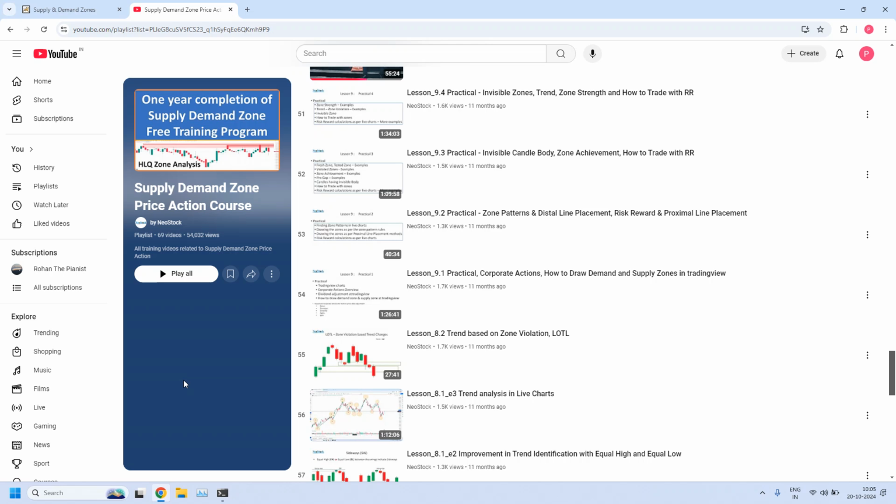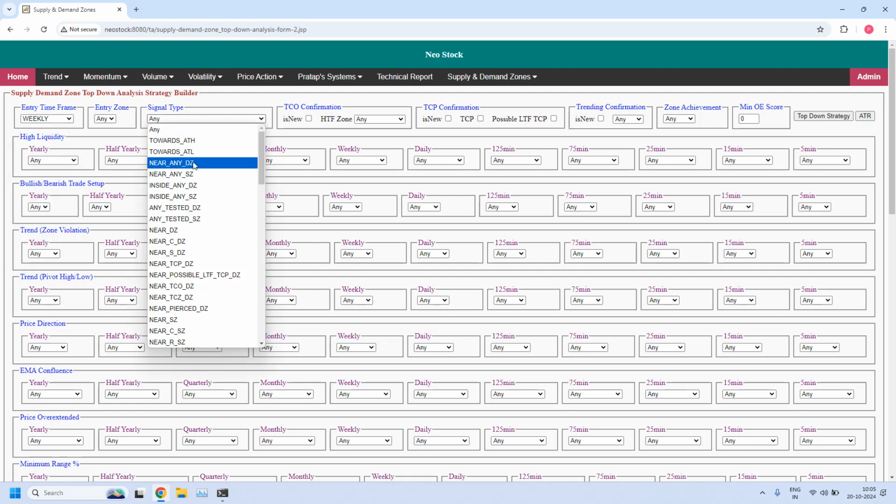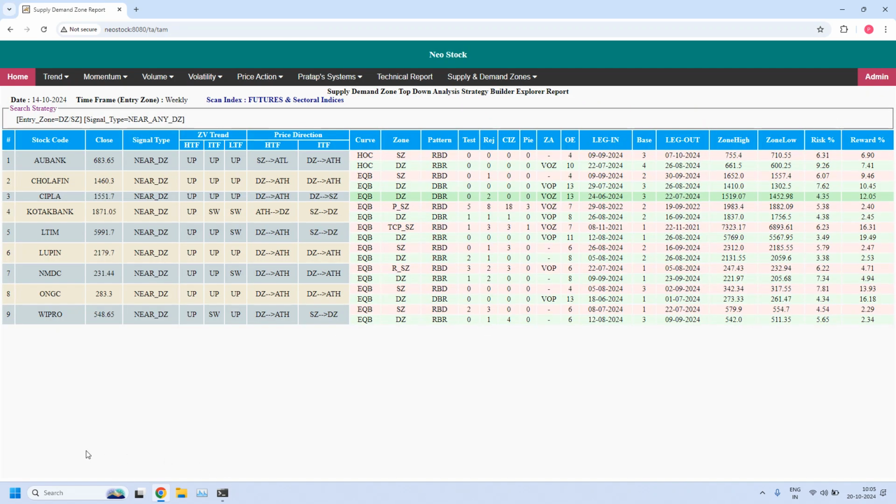Okay, now let's get into the report generation, the weekly reports. For weekly time frame, let's find the stocks near weekly demand zone. So these 9 stocks are filtered which are near to the weekly demand zone.